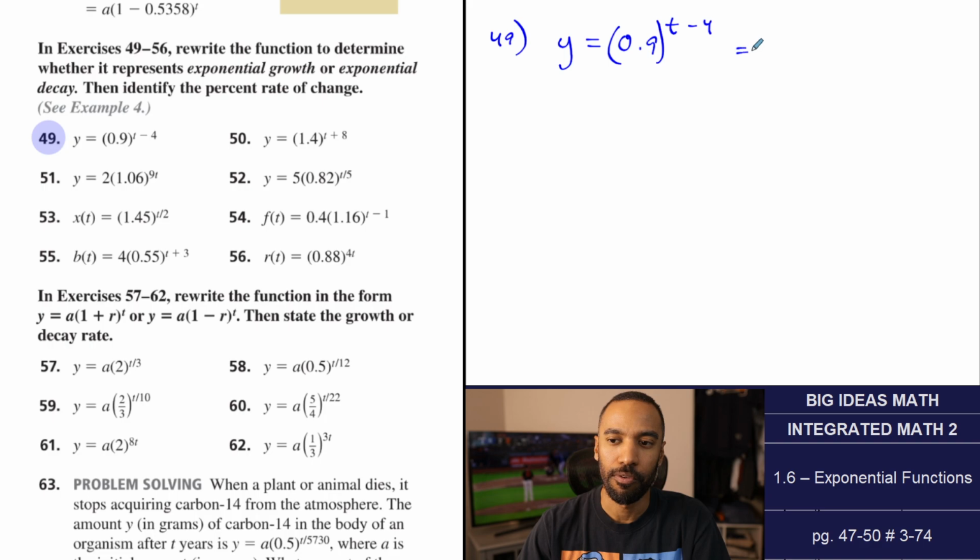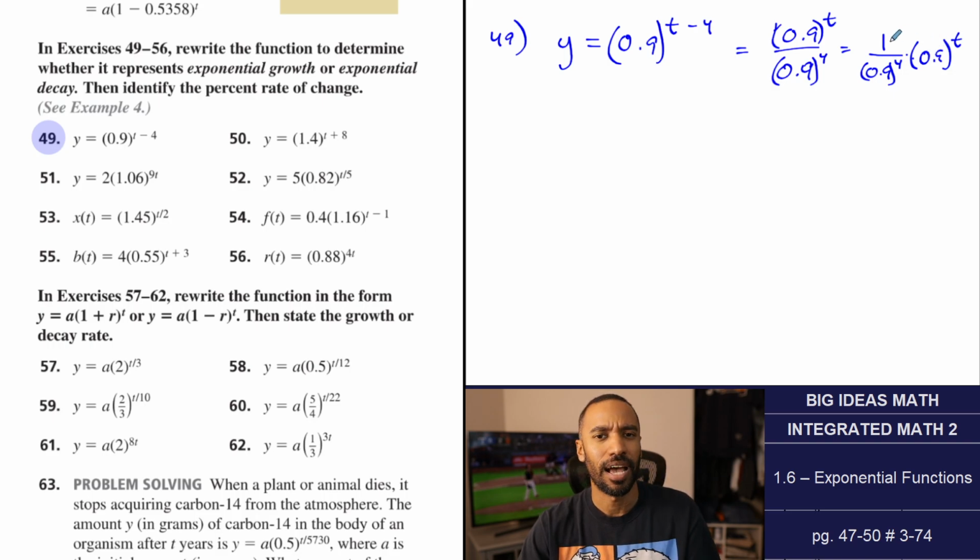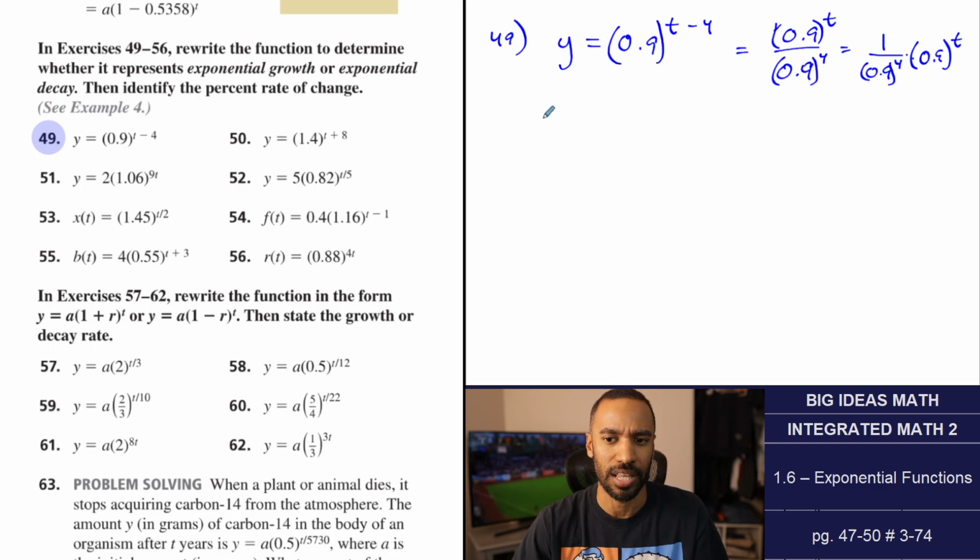So t minus 4 power is also the same thing as 0.9 to the t power over 0.9 to the 4th power. So that splits. I'll show this one time, I showed it in the lecture portion. I can bring this out in front as this 0.9 is raised to the t power. I guess it's still 0.9. I guess that doesn't change, as long as it's a subtraction, that doesn't change.